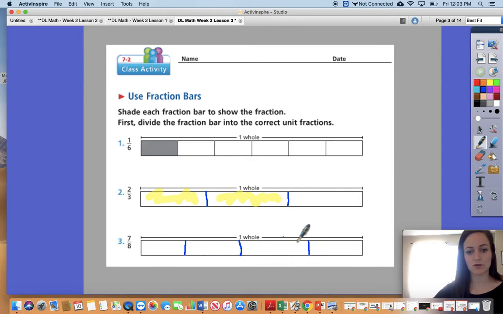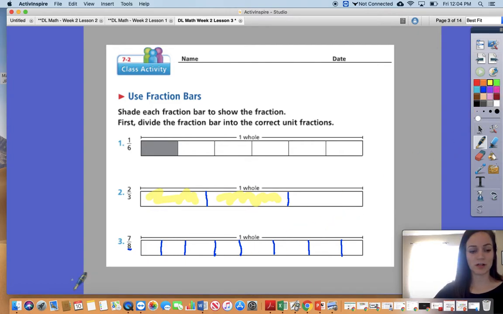1, 2, 3, 4. I have it broken up into fourths, but I need it to be eighths, okay? So I'm going to break each one of those pieces in half too. This piece in half, this piece in half, this piece in half, and this piece in half. So now let's count how many pieces we have. 1, 2, 3, 4, 5, 6, 7, 8. So I broke it apart into 8 equal pieces. So I have the denominator. I'm done with that part.